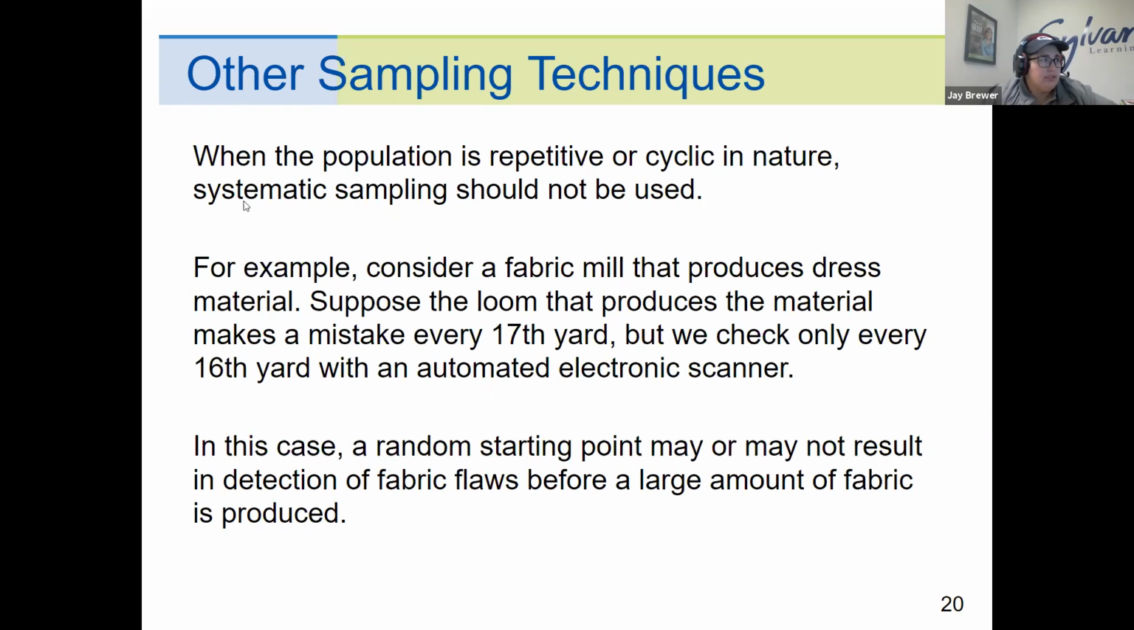Yeah. So this is kind of giving you an example of that. When a population is repetitive or cyclic in nature, systematic sampling should not be used. For example, consider a fabric mill that produces dress material. Suppose the loom that produces that material makes a mistake every 17th yard, but we check only every 16th yard. So you're never going to catch the mistake. All right.